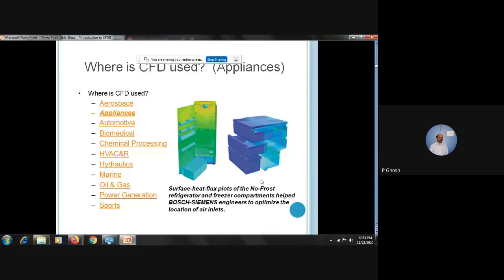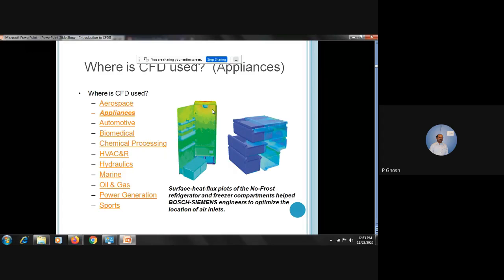Now the appliances. Take refrigerators, where the cooling flow will be given or not given. In machinery applications, a simple ceiling fan, you have seen the advertisements, people are doing CFD studies and designing the ceiling fan or table fan. There are lots of appliances these days. Without CFD you can't move anywhere.